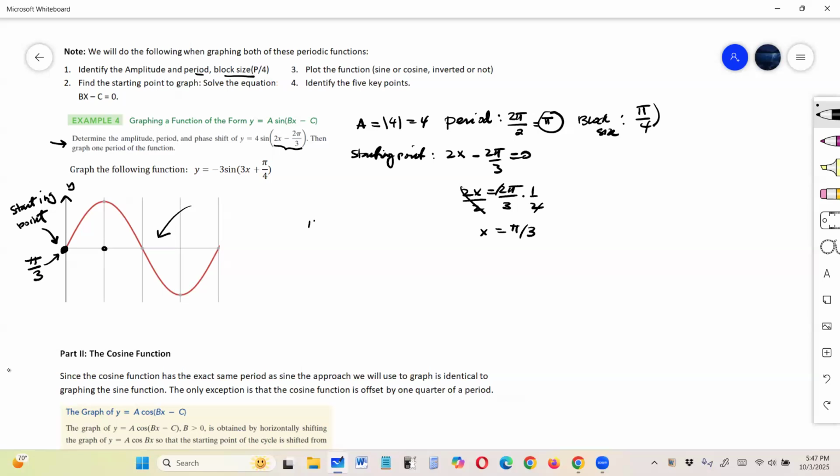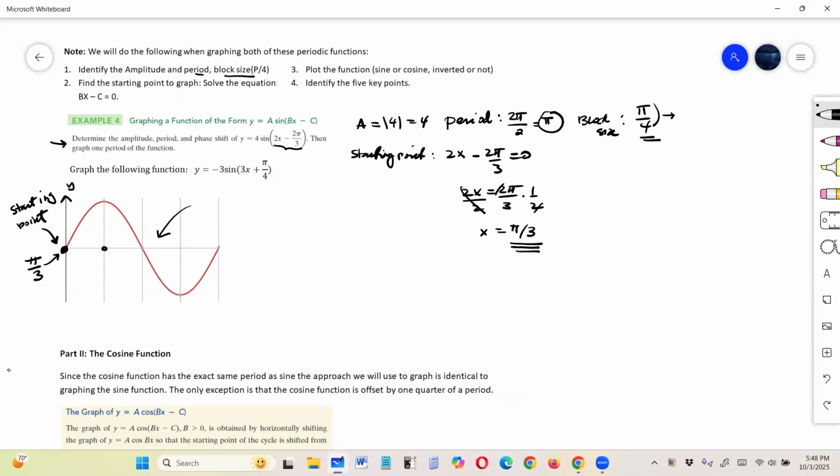But we really don't want to add these fractions with uncommon denominators. So what we can do, you don't have to do it, but I recommend you do it, that once you find the starting point and the block size, you should endeavor to have them both have the same denominator. Okay. So in this case, the common denominator is 12.